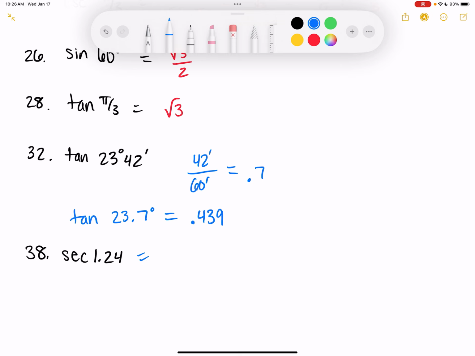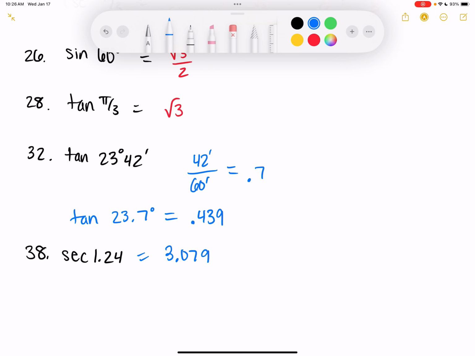3.079. Yeah, I definitely should have said it. I got 1.000. What mode are you in? Degree. I'm in radian. But what is this? It's a radian. There's no degree symbol. I always mess that up.